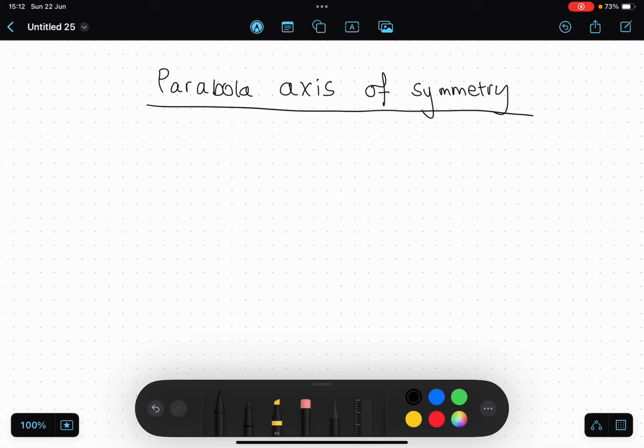Welcome to the video on parabolas and the axis of symmetry. So, how do we get the equation of symmetry? Because really that is what they're usually going to ask you. They're going to ask you, what is the equation of the axis of symmetry?